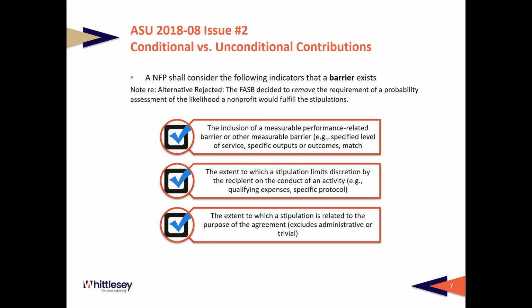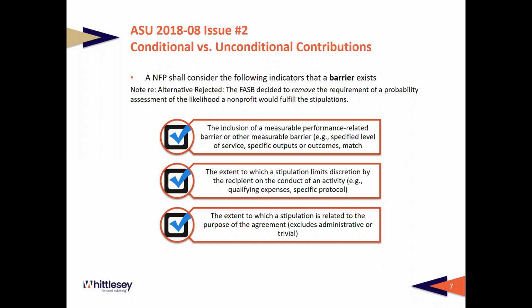So again, let's talk about barriers. During their deliberations, it's important to note that the FASB decided to remove any requirement of a probability assessment. Under prior GAAP, we would justify a grant or contribution being restricted as opposed to conditional, because we would say, what's really the likelihood we're not going to fulfill these stipulations? When the likelihood was slim to none, we would kick it into the category of a donor restricted contribution, which means you would recognize it as revenue immediately.